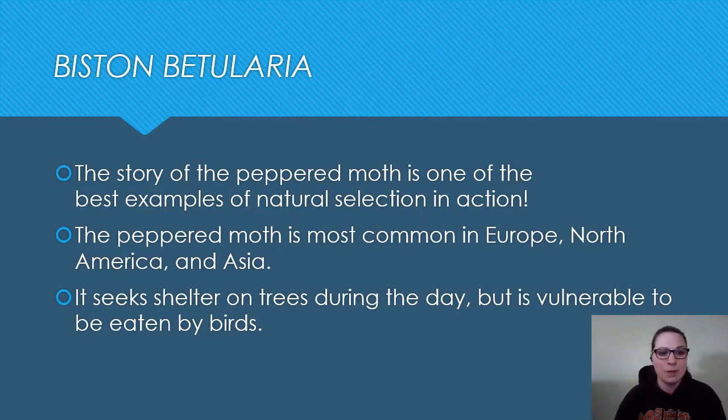All right, so the scientific name for the peppered moth, the specific species that we're talking about, is the Biston betularia. The story of the peppered moth is one of the best examples of natural selection in action, so you'll see oftentimes that this is an example used to demonstrate natural selection taking place. The peppered moth is most common in Europe, North America, and Asia, and it seeks shelter on trees during the day, but it's vulnerable to being eaten by birds, and birds are their natural predators.